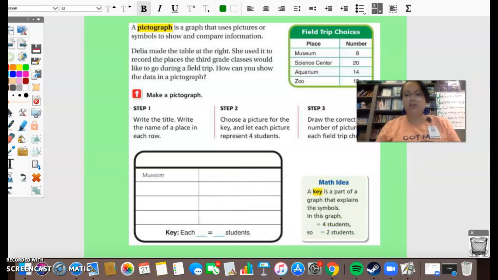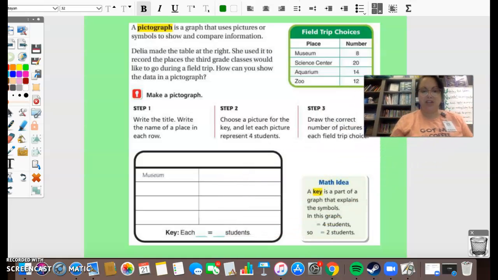All right, here's our little snapshot of the math page from the book. They've got a chart, or a frequency table, on the right. We're going to use it to record the places the third grade classes would like to go during a field trip. How can you show that data in a pictograph? First off, they want us to give it a title. What should our title be? I think it should be the same as our frequency table, right? Field trip choices. So I'm going to move that up so it's nicer.